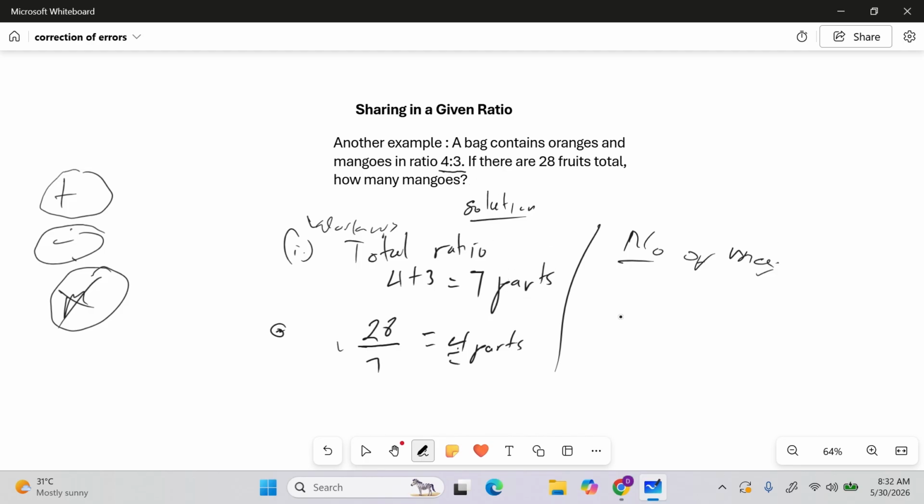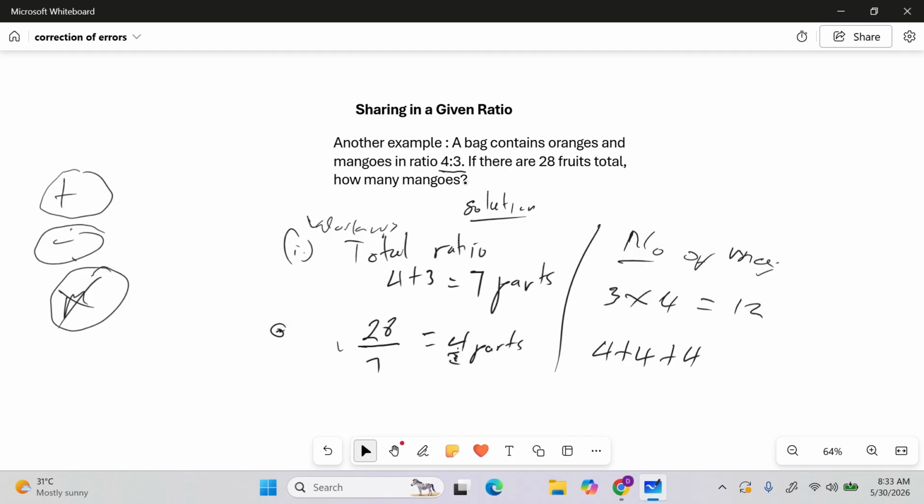That's the 3 here. So 3 times 4, and it's going to give us what? 12. I told you that because here the ratio is 3, you can see that mangoes will take 3 of the 4. The 4 here will take only 3. So we have 4 plus 4 plus 4, because everybody should get 4, 4, 4.